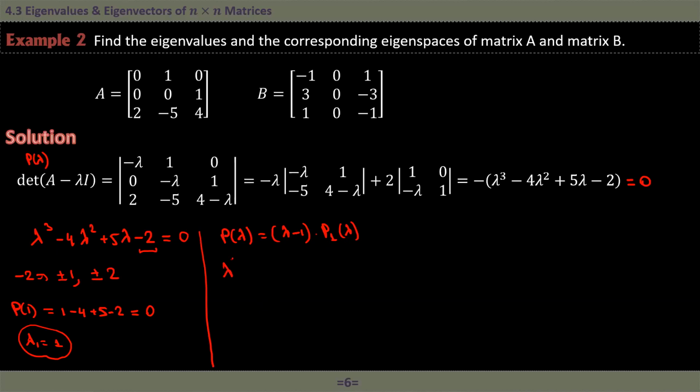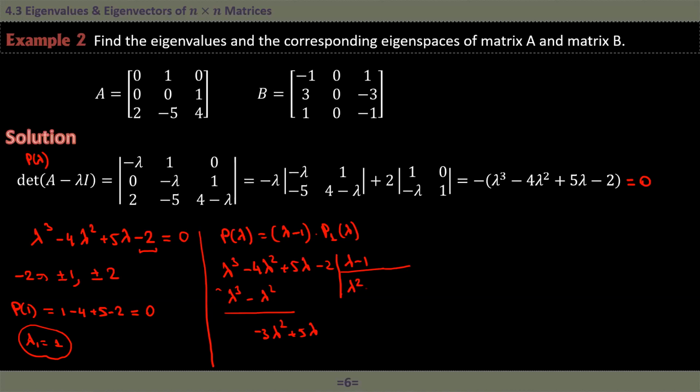Here we have lambda cubed minus 4 lambda squared plus 5 lambda minus 2, divided by lambda minus 1. Maybe I should write a bit longer. Lambda cubed is divided by lambda, so here we have lambda squared, and multiplied back, we have lambda cubed minus lambda squared. Subtract here, that's equal to 0. Minus 4 minus 1, that's equal to minus 3 lambda squared.